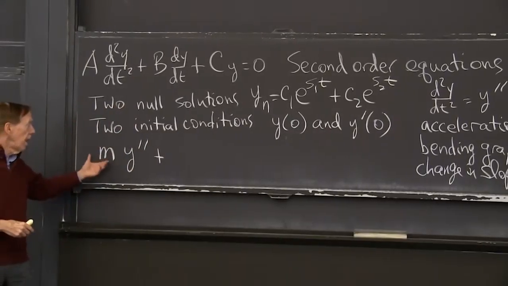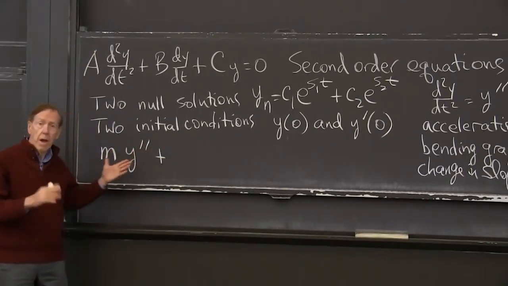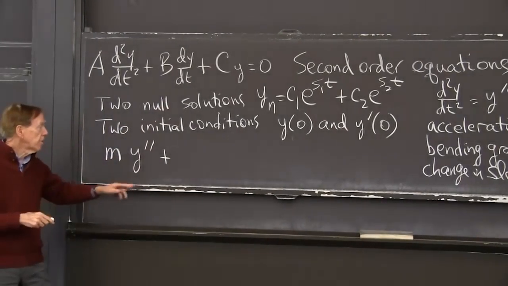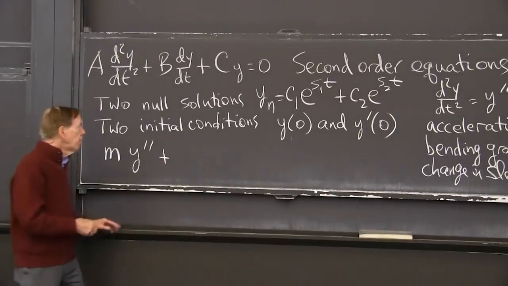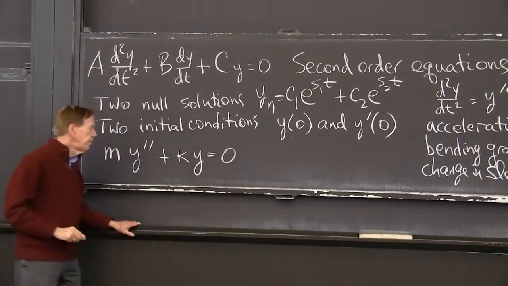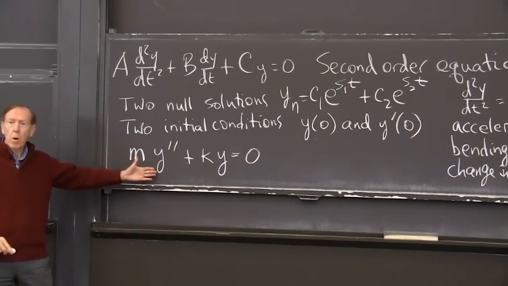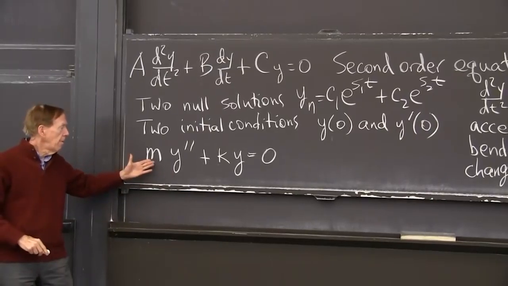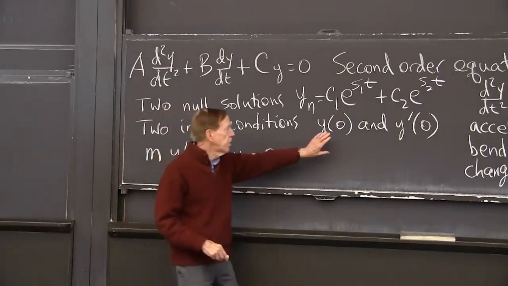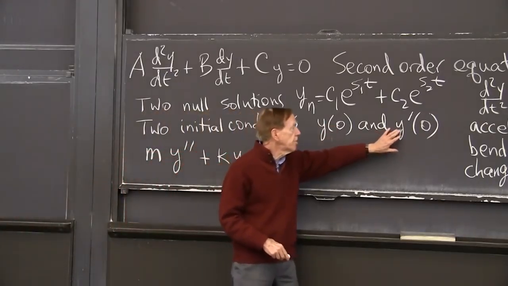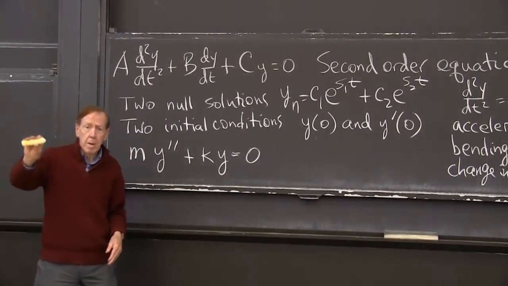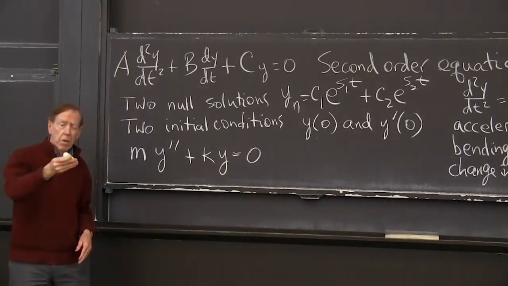So this is Newton's law. F equals ma. The force is proportional with a minus sign, so it's going to come on this side as a plus, proportional to y. There's the equation. No y prime term. m y double prime plus k y equals 0. Starting from an initial position and an initial velocity, it's like a spring going up and down, or a clock pendulum going back and forth.